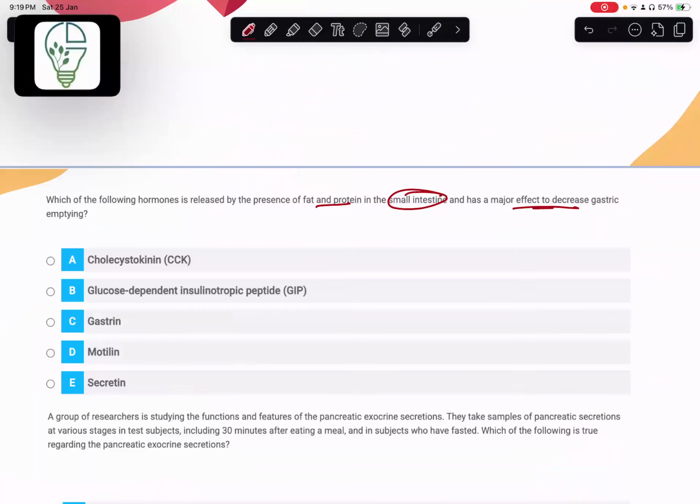Which of the following hormones is released by the presence of fat and protein in the small intestine and has a major effect to decrease gastric emptying? Out of all of these, which hormone or substance decreases gastric emptying and is stimulated by fats and proteins? We mentioned it at the very beginning. Pause a second and solve it, then come back.